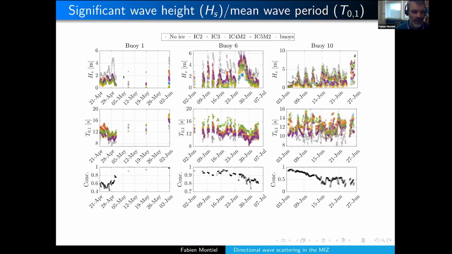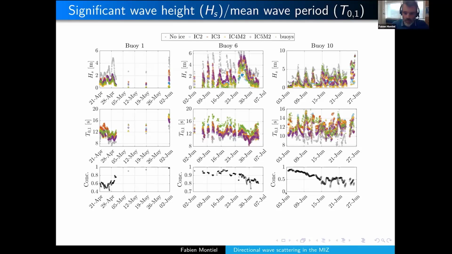So that's reassuring. Now, if you look more carefully at those patterns, it seems like the models and the data are not too far from each other, especially if you look at buoy 1 here, where we have some nice correspondence. Also in buoy 10, a little bit less in buoy 6. The buoys here, by the way, are these green crosses, and all the models are behind.